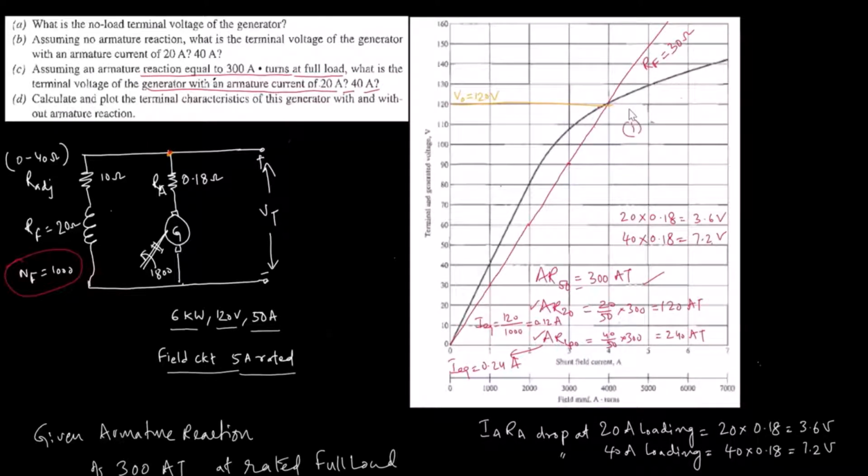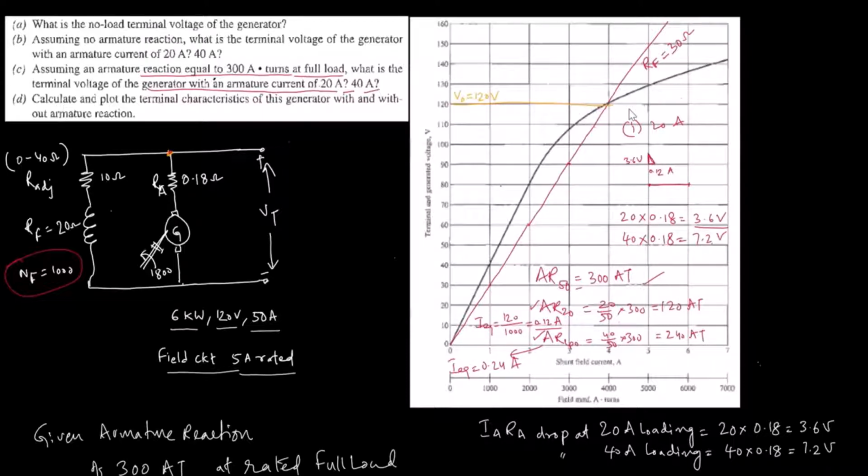I will be taking 20 amps loading. Now we have a 3.6 voltage drop due to IRA. So taking to scale, this is 3.6 volts, and armature reaction is 0.12 amps. So up to 1 centimeter is equal to 1 amp. So I will take 0.12, which means 10% of this. So this is 0.12 amps. If I join these two, it will form a triangle.